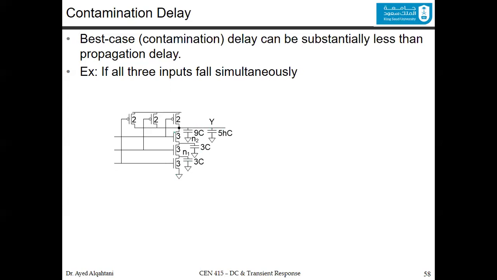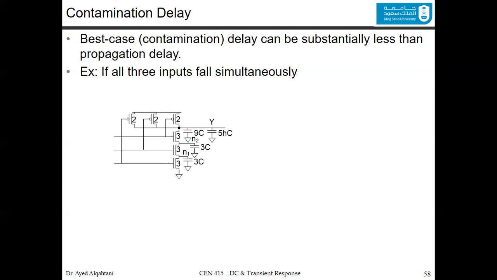So for the best case falling delay, we have only one path. When this is on, this is on, this is on, and those three are off, that's the only path that we can have. That's why the best and the worst falling delay are the same for this circuit. But what about the pull up, or the rise?